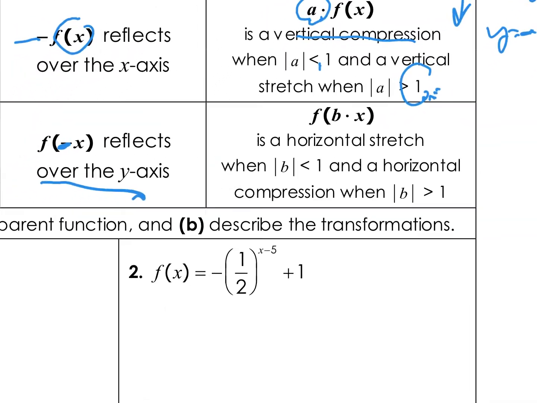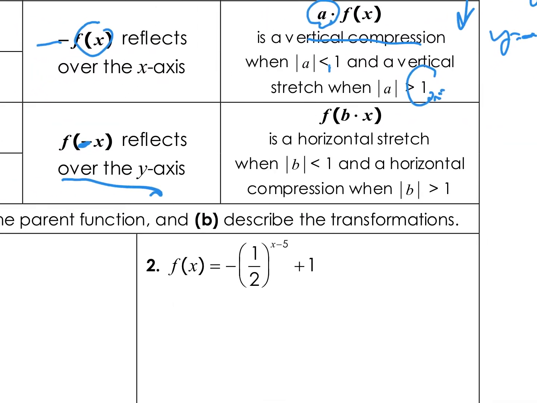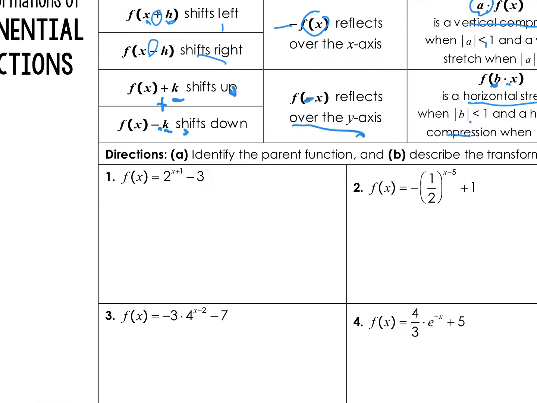The harder one is when we talk about stretching it horizontally. You're looking at what number is being multiplied by the x inside the function. If that number is less than 1, whether it's negative or positive, you take the absolute value, then we call that a horizontal stretch. And if that number is greater than 1, that's a horizontal compression. It means it gets skinnier. Those are hard ones to do.